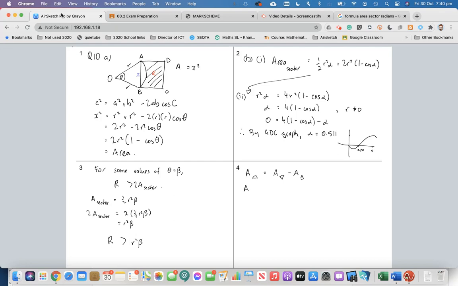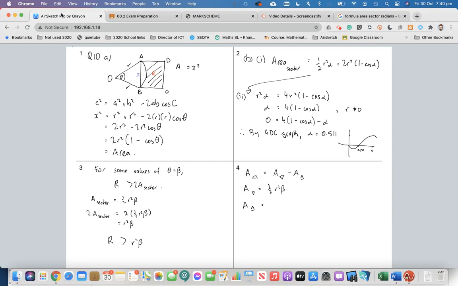Well, the area of the sector, that's easy enough to do. The area of the sector is a half r squared beta. So that's okay. What about the area of the triangle? Again, pause the video if you want to just think about it. So here's the triangle here.